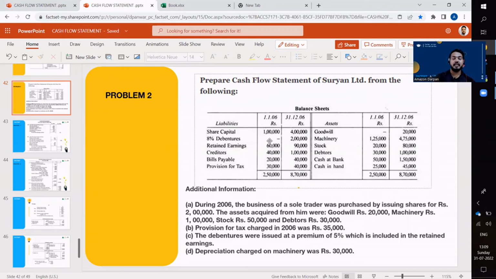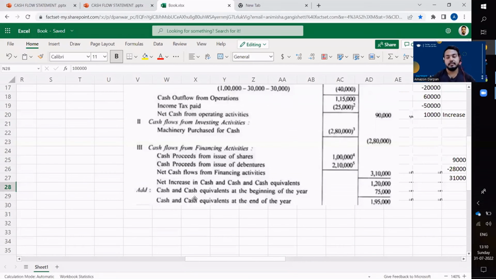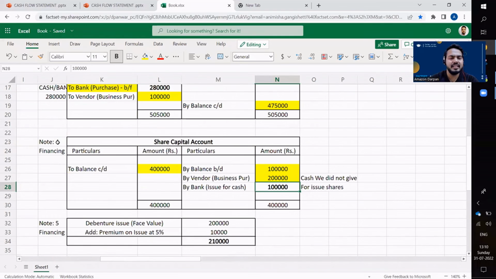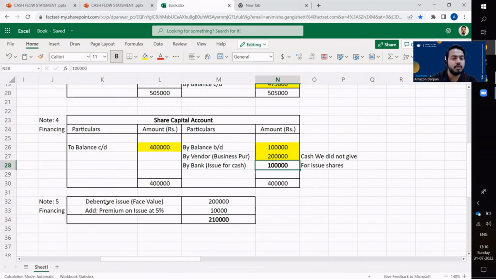2 lakh is the actual debentures, but on top of that a premium of 10,000 rupees. How we derive that 10,000, we will quickly see in the question. Just remember the figure. Opening balance was 0, closing balance is 2 lakh, and the premium was 5%. Okay, we'll look at note number 5. It's a very easy note, no complications.